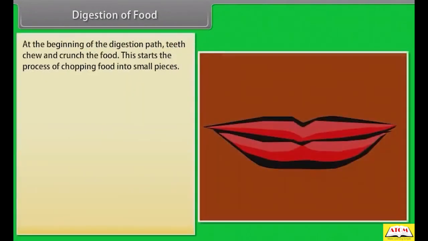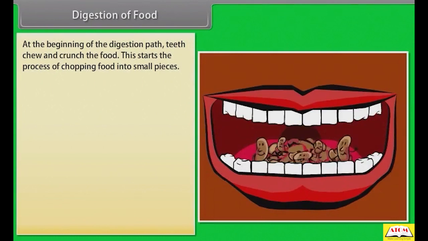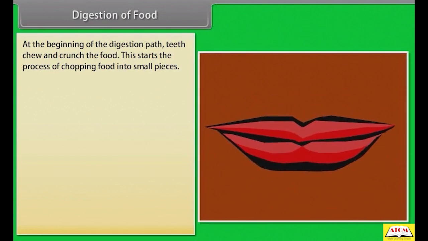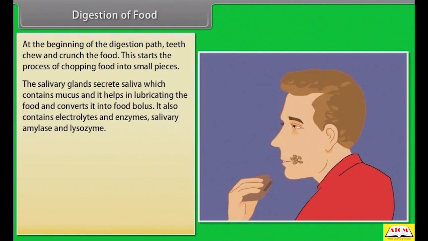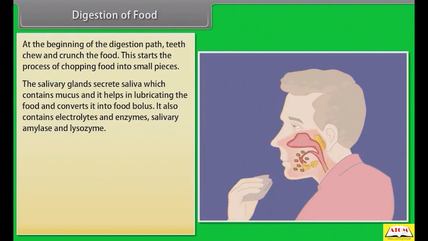Digestion of food. At the beginning of the digestion path, teeth chew and crunch the food. This starts the process of chopping food into small pieces. The salivary gland secretes saliva, which contains mucus and helps in lubricating the food and converts it into food bolus. It also contains electrolytes and enzymes, salivary amylase and lysozyme.